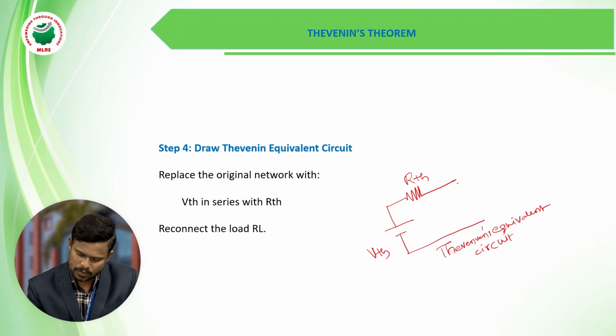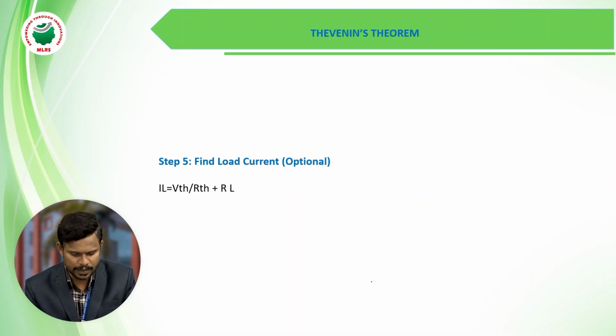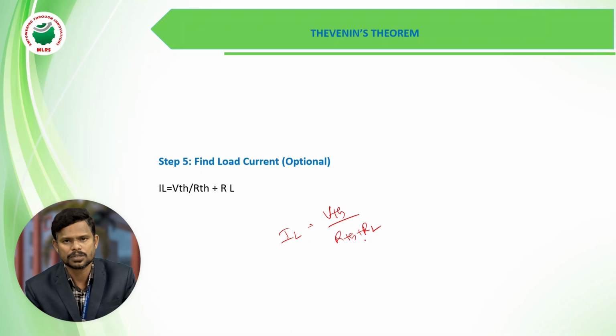And at last, again you add the removed load resistor, that is RL. We can add the removed load resistor at last. Then find the load current value by using the formula IL equal to VTH by RTH plus RL. Why? Because these two are connected in series. So this is about the procedure of Thevenin's theorem.